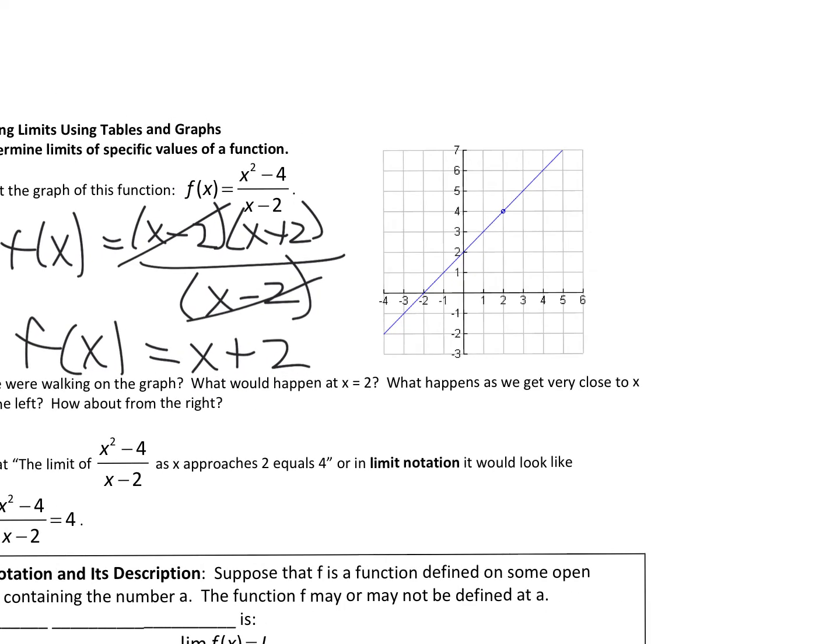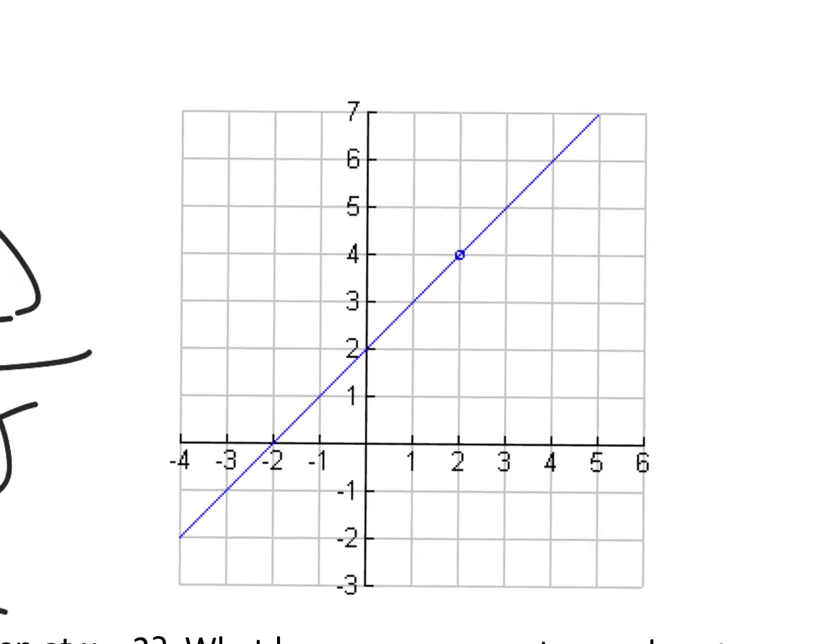But if we do what's called a limit, a limit is saying we are approaching some x value. In this case, we're going to approach the x value of 2. Let's draw an imaginary line at the x value of 2. And now we divided the graph into two regions, the left-hand region, or the negative region relative to 2, and the positive region, or the right-hand side relative to the x value of 2.